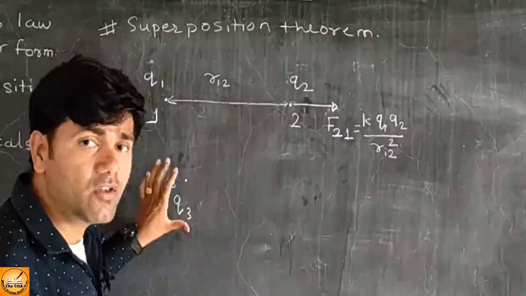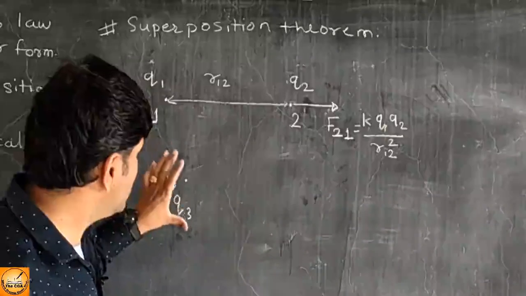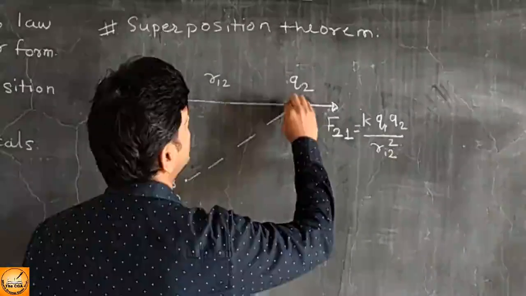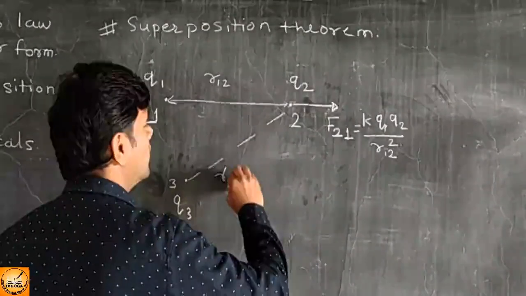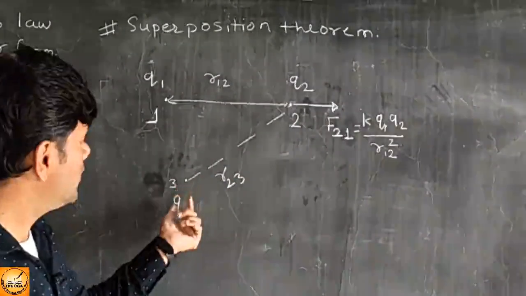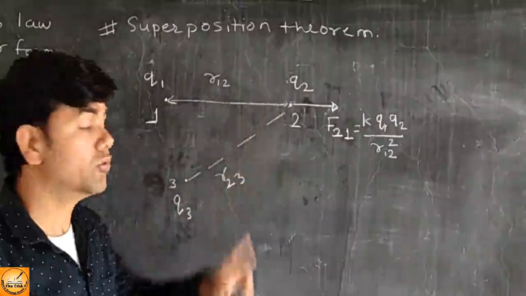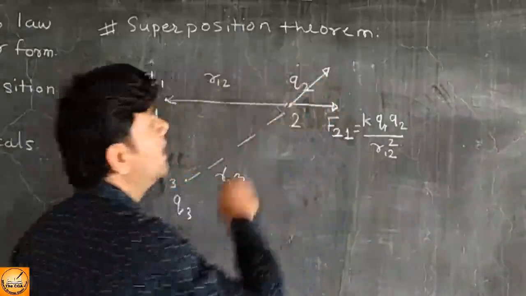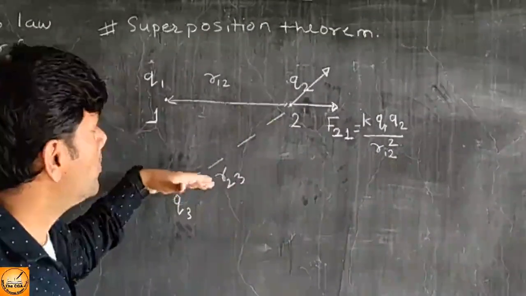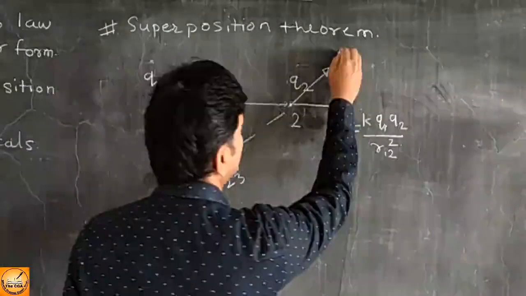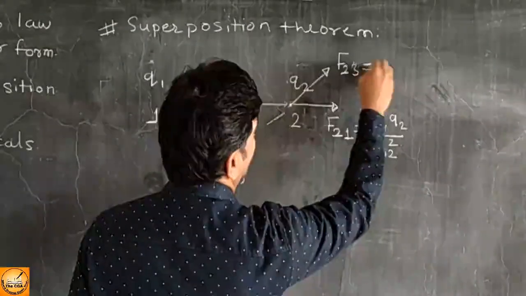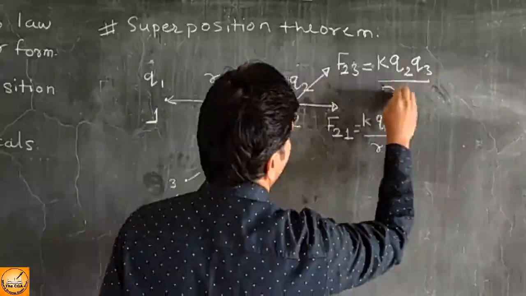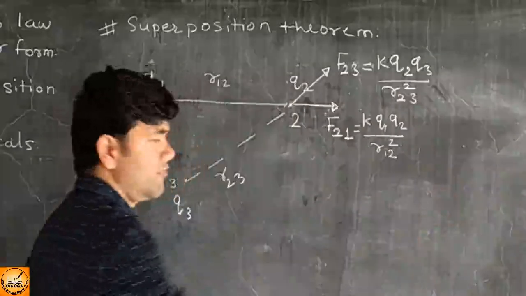Then what will happen due to the presence of this third charge? There will be another force on this Q2 charge. Let us say the distance between them is R23. Due to this Q3, there will be another force on Q2 that will act along this line, and it will be repulsive as both charges are positive. The force on 2 due to 3 will be equal to K Q2 Q3 divided by R23 square, right?